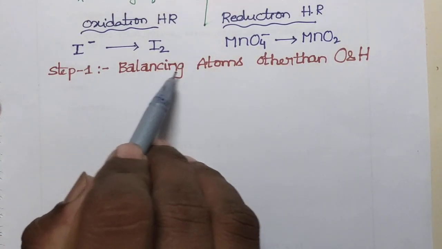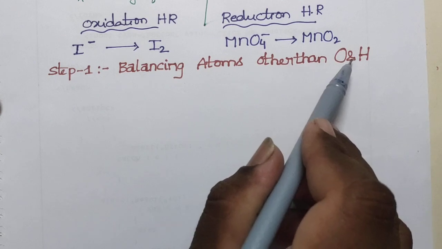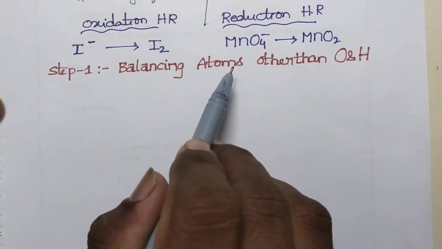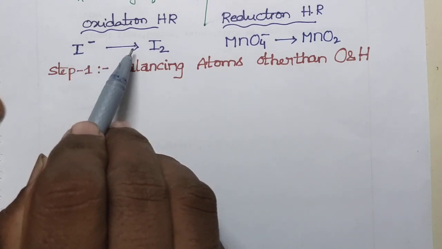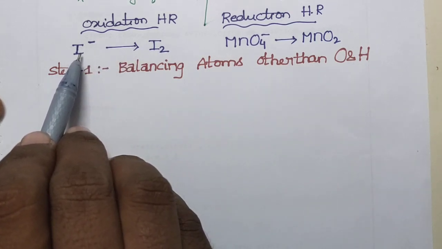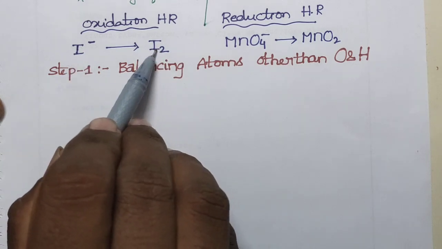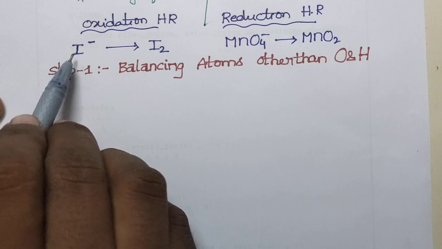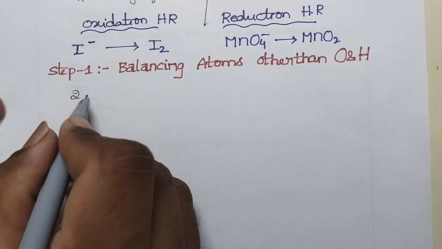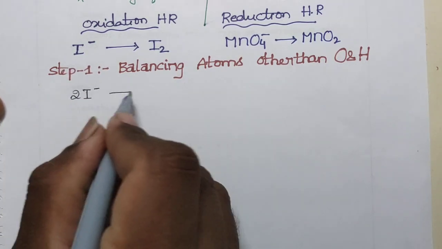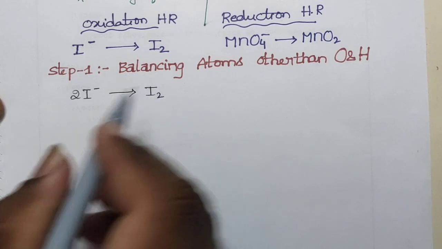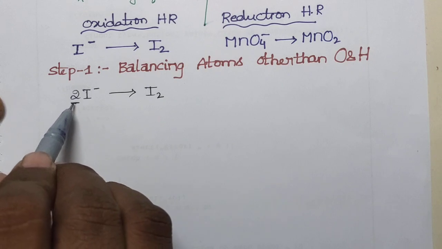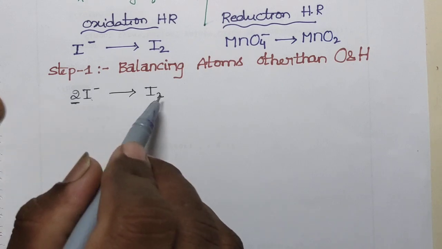Step 1 is balancing the atoms other than oxygen and hydrogen. Oxygen and hydrogen కాకుండా మిగతా atoms ని బ్యాలెన్స్ చేయాలి. సో ఇన్ ఆక్సిడేషన్ సైడ్ we have only iodine, 1 iodine on the left hand side and 2 iodine atoms at the right hand side. So 1 iodine is less on the left side. So we have to write 2I minus gives rise to I2, because 1 iodine is less on the left side. That's why we need to add 2I. 2I minus gives rise to I2.